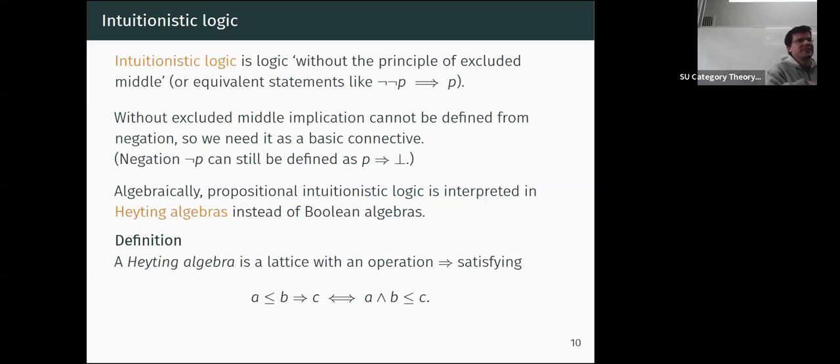For the category theorists, we can say that it's a thin category, so it's like a poset viewed as a category, and then it has finite limits and finite colimits, and it has exponentials, right? So it's some kind of Cartesian closed category. So this is the notion that we consider for intuitionistic logic. Of course, Boolean algebras are all Heyting algebras, but Heyting algebra is something more general.